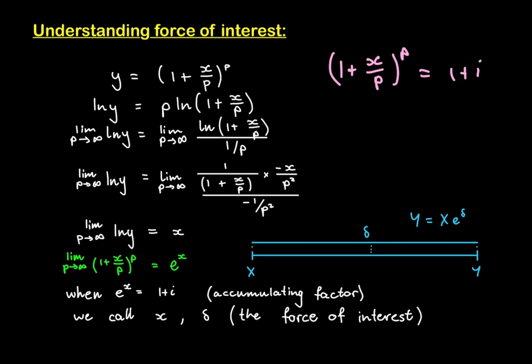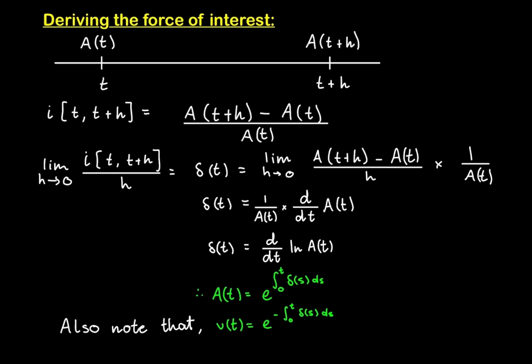Okay, so let's move on to a formal derivation of the force of interest. So at time t, if we have a certain accumulated value A(t), and then at some time later after t, a period h later, at t plus h, we have an accumulated amount of A(t plus h). Then we can express the interest between these 2 points in time over this time period using this expression on the right-hand side here.